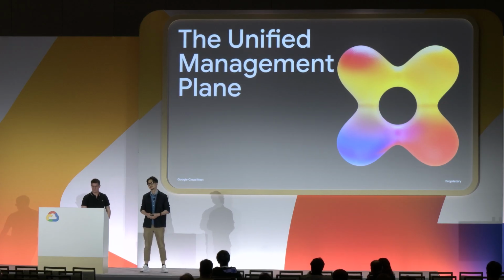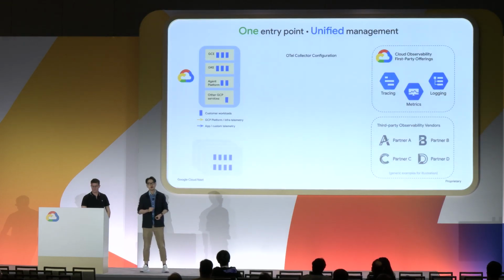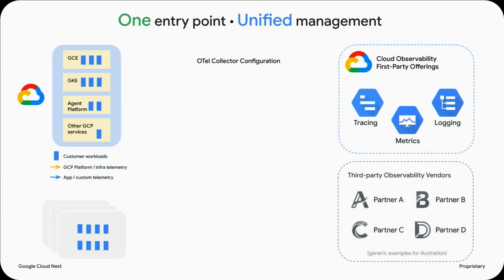Next, let's look at the solution. I want to first get you oriented with this diagram here. On the left-hand side, you have different environments, right? This is where your workload lives and sends telemetry. So start with GCP, you have different runtimes you can use: GCE, GKE, Cloud Run, and also you might have agents deployed in our agent platform, right? They all send out telemetry.